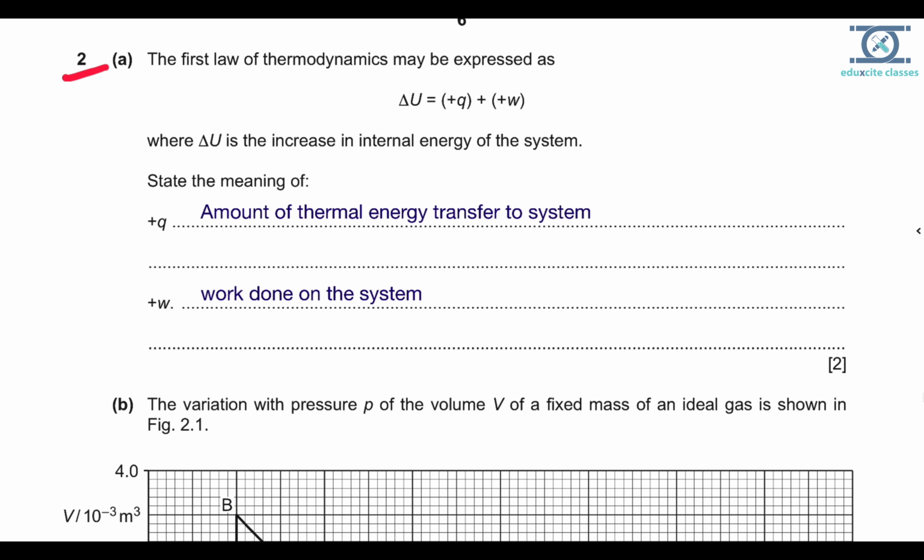Now the second question. The first law of thermodynamics may be expressed as ΔU, the increase in internal energy, equals +Q plus +W. State the meaning of +Q and +W. The +Q stands for the amount of thermal energy transferred to the system, whereas +W stands for work done on the system. This is of 2 marks, so these are the only keywords: thermal energy transferred, and work done on the system.